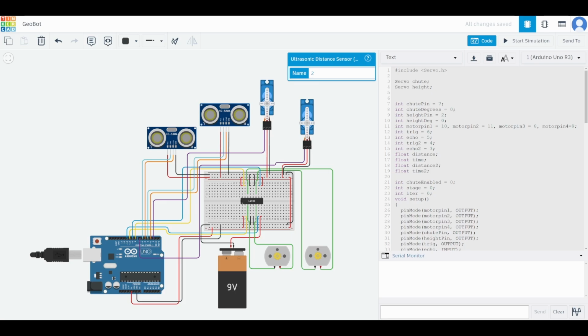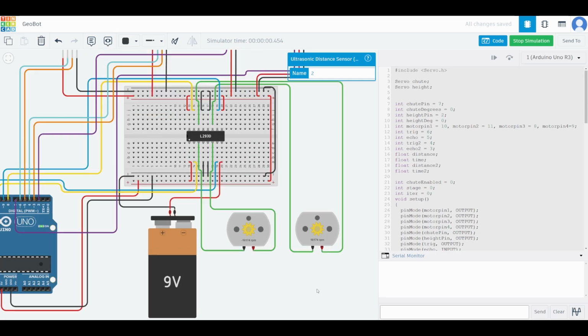Hello, today I will be presenting the GeoBot. This bot goes through different scenarios in stages, and I'll show that in the code in a bit after I show the simulation. So let me start that.